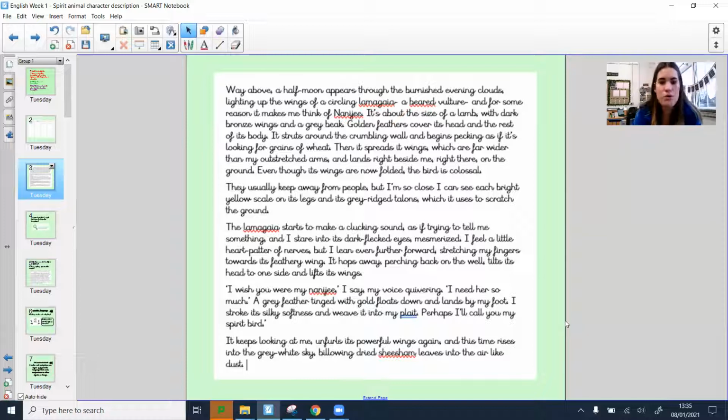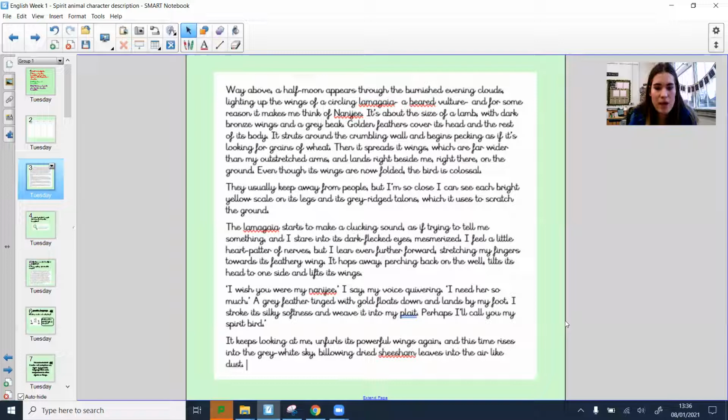Way above, a half-moon appears through the burnished evening clouds, lighting up the wings of the circling Lamagia, a bearded vulture, and for some reason it makes me think of Nanaji. It's about the size of a lamb with dark bronze wings and a grey beak. Golden feathers cover its head and the rest of its body. It struts around the crumbling wall and begins pecking as if it's looking for grains of wheat. Then it spreads its wings, which are far wider than my outstretched arms, and lands right beside me, right there on the ground. Even though its wings are now folded, the bird is colossal.